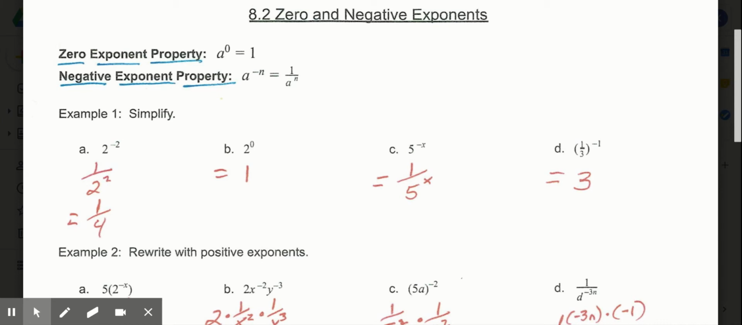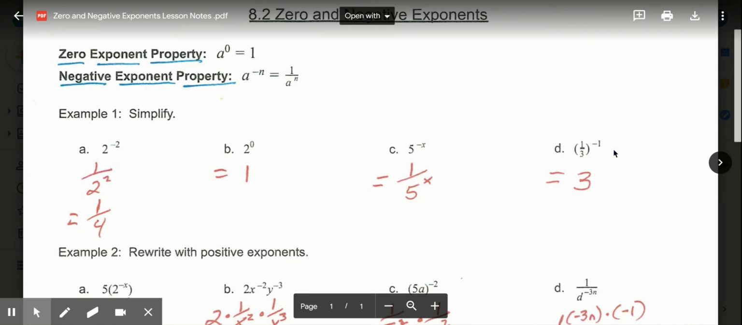In C, we have 5 to the negative x. So in that case, the 5 and the negative x move to the bottom. The x becomes positive, and we put a 1 on top. And then for D, if we have a fraction to a negative power, the easiest thing we can do is flip that fraction. So if we have 1/3 to a negative 1, we're going to flip that, which would become 3 over 1, and it would be still to the first power. 3 to the first power is still 3.